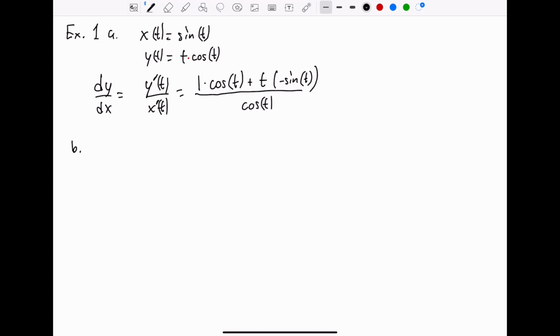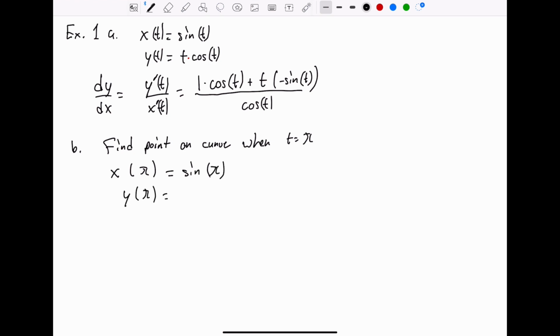Part B asks us to find the point on the curve when t equals pi. When t equals pi, we simply plug pi into the x and y functions. So x of pi is sine of pi, and y of pi is pi times cosine of pi.